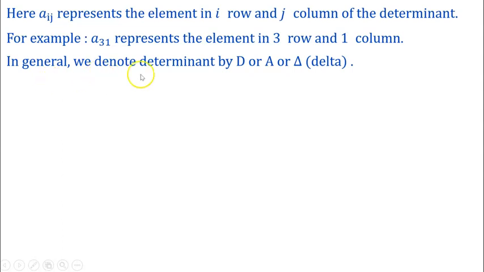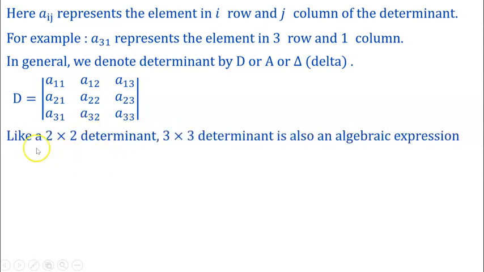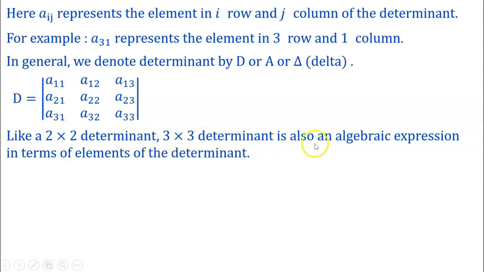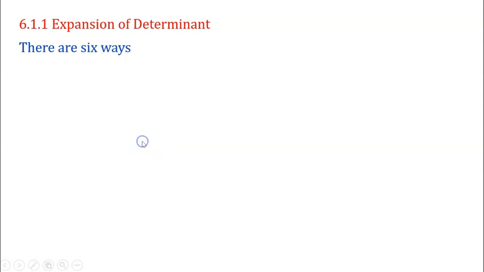In general, we denote a determinant by capital D or capital A or delta. D is equal to this determinant: A11, A12, A13, A21, A22, A23, A31, A32, A33. Like the 2 by 2 determinant, the 3 by 3 determinant is also an algebraic expression in terms of elements of the determinant. We find that expression by expanding the determinant.